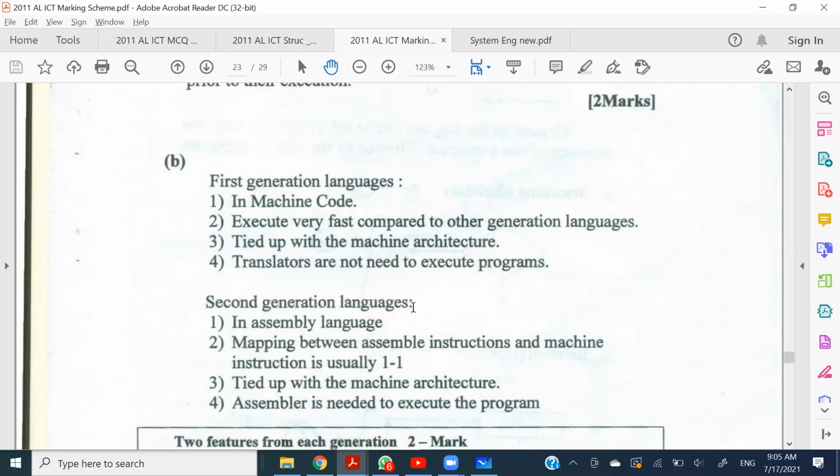The second generation language is assembly language, and it is, in a very little manner, programmer friendly, right? And still it is tied to the machine architecture. That means if you write a program for one particular processor or computer, you have to write the same program again as a new program for another particular machine, right? And again, a translator called an assembler is needed to convert the assembly code into machine code. So that can be given.